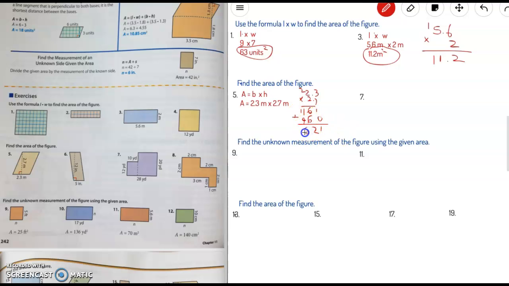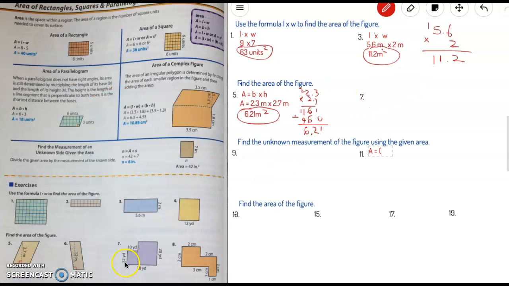Oops, that's 6. The decimal goes here because we got 1, 2. Fantastic. 7. We got a little more complex figure here. Zoom in a little bit. Or not. We got 2 rectangles. Area of a rectangle is L times W. So we're going to do L times W plus L times W.